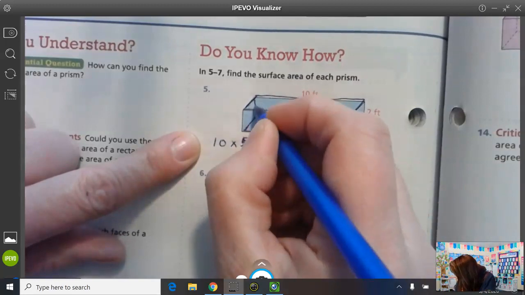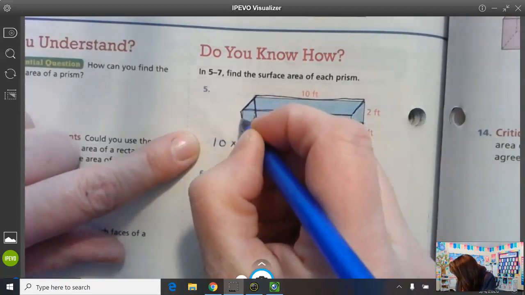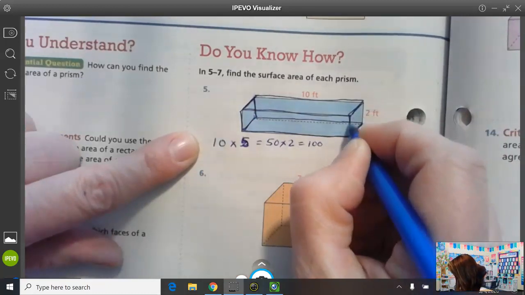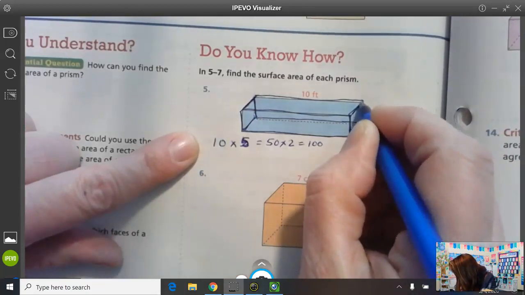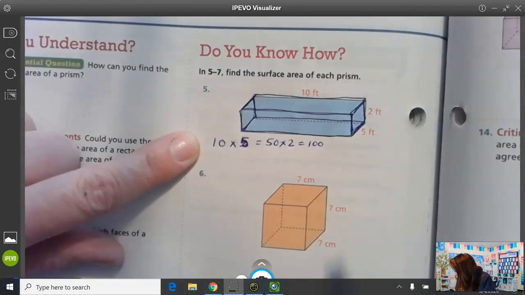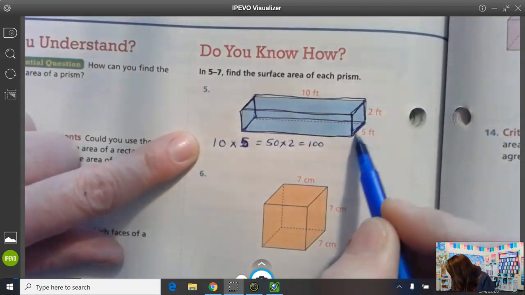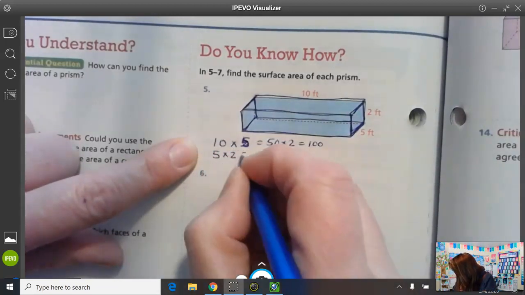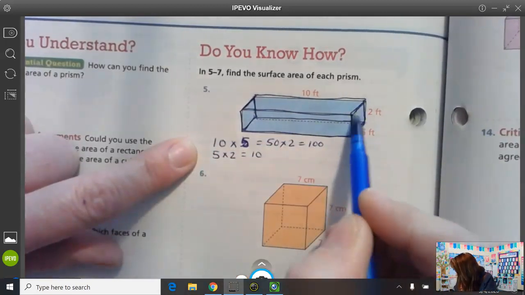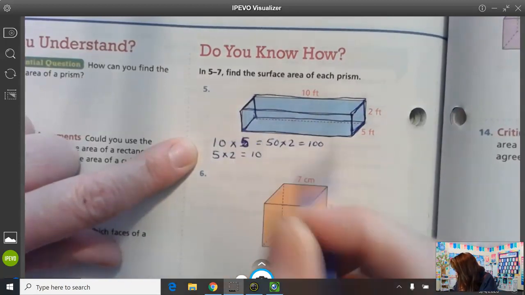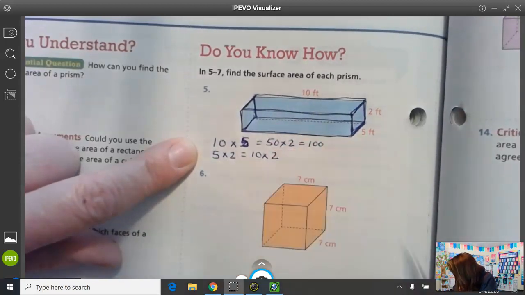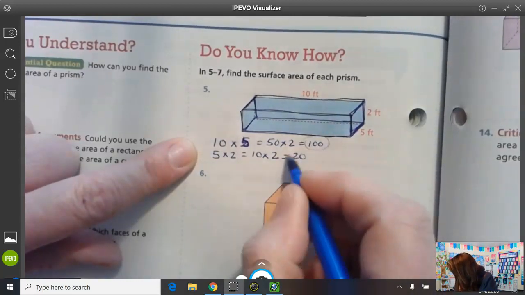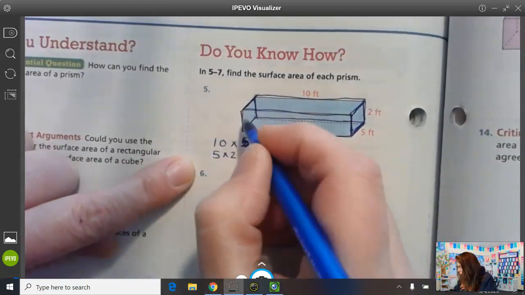Let's do the little end pieces right here. So we have one here and we have one here. The dimensions of those are 5 by 2. So 5 by 2 equals 10, and there are 2 of them. So this one is 10 and this one is 10. So we're going to multiply that by 2. So that's 20. So I have 100, I have 20. I have one more math problem to do.